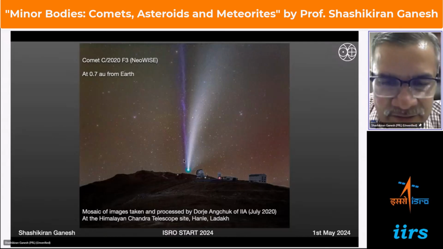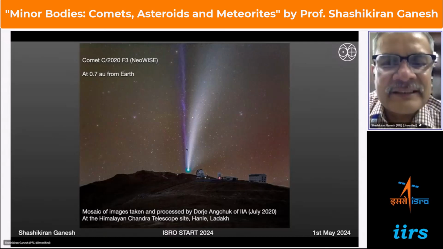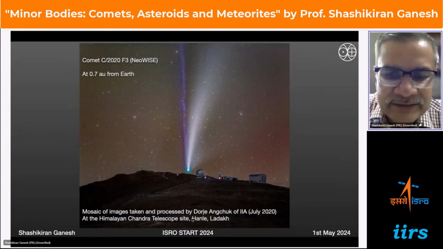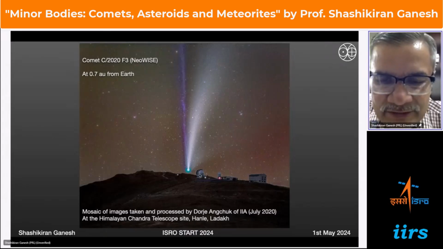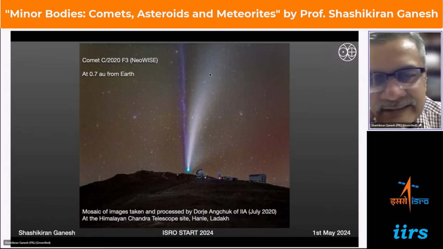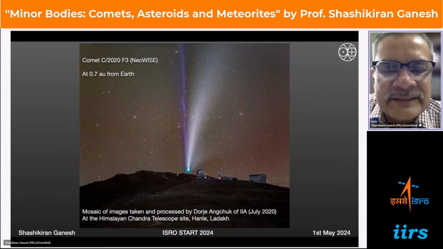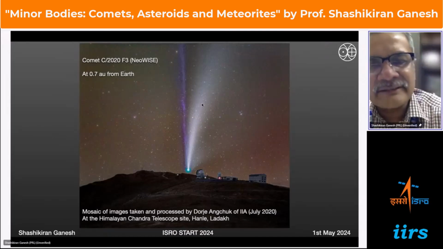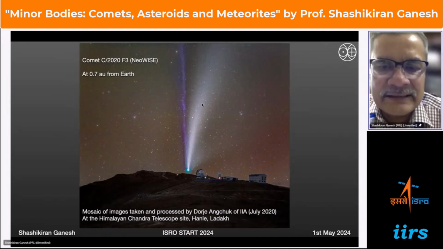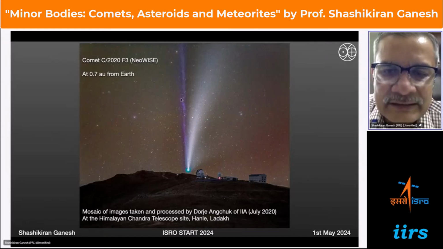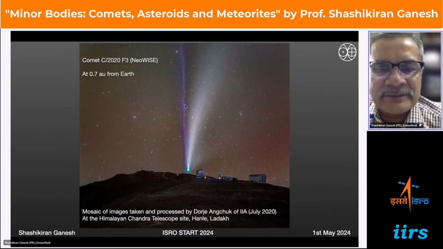Dorje Angchuk of that observatory was able to take this kind of fantastic mosaic of images of this comet. He positioned his camera about 1 kilometer away from the dome, which you see in the foreground here, and the comet is in the backdrop. Now, what is of interest here is the tails which you can see. Comets, as I had mentioned, have a very spectacular tail when they come close to the sun, and they end up having two tails. In fact, sometimes you see another tail also. We'll talk about that if time permits.